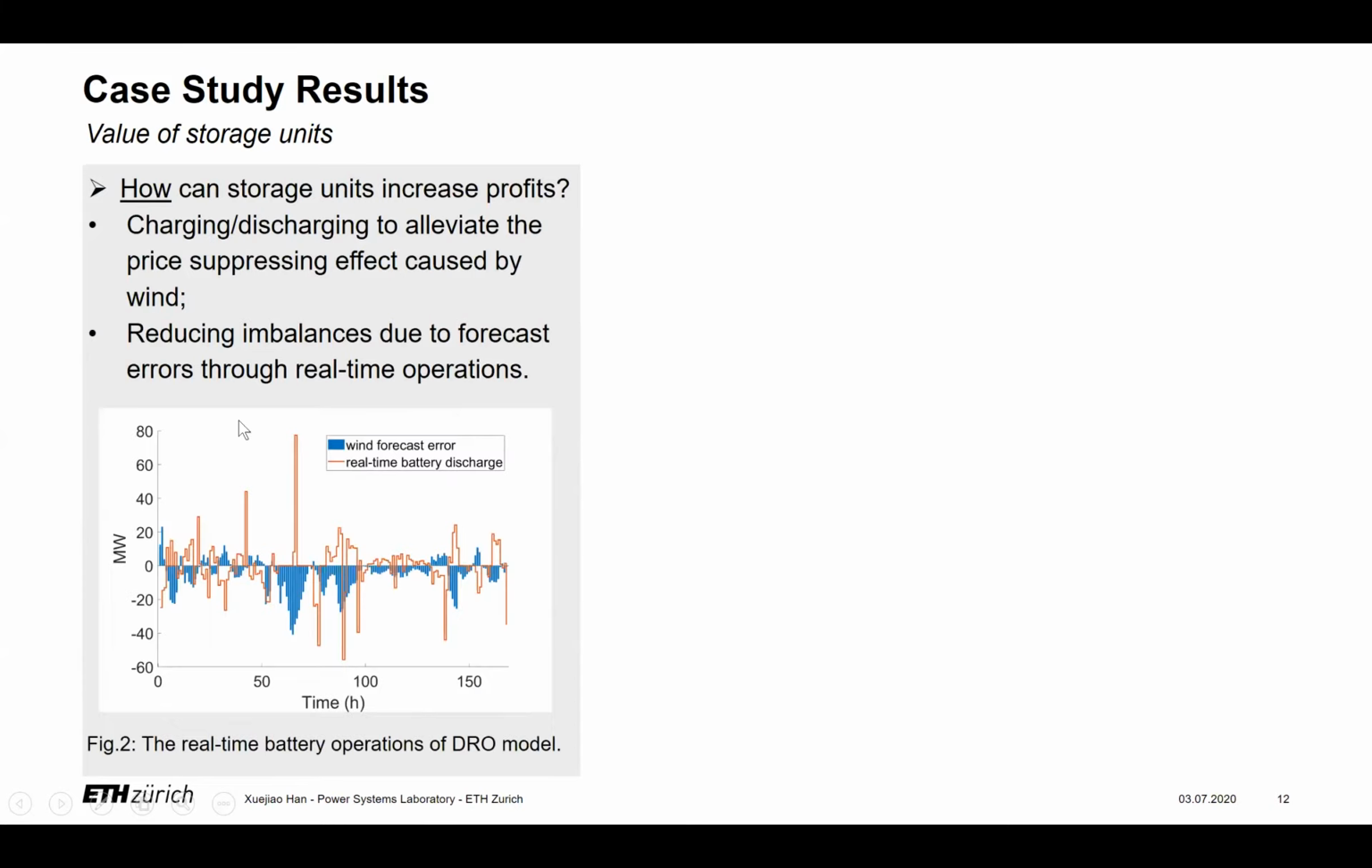For the second one, we can see it in this figure, the same as the figure we just showed in the previous slide. The blue bar is still the wind forecast error, while the red curve shows the real-time battery discharge, where positive means discharging and negative means charging. We can see that in general, the battery will discharge in the hours when we have negative forecast error and charge in the hours when we have positive forecast error, so that there will be fewer imbalances in real time.